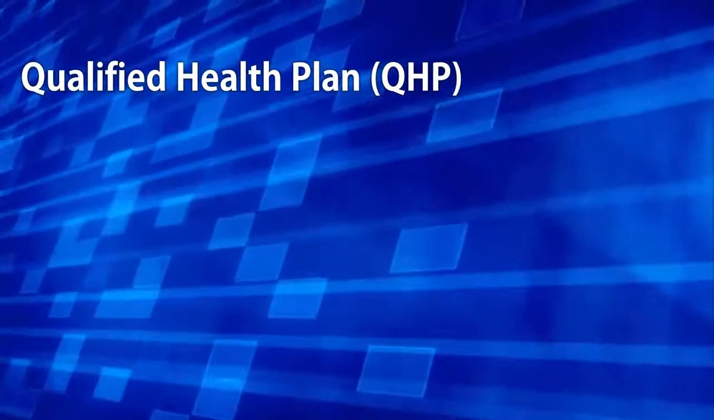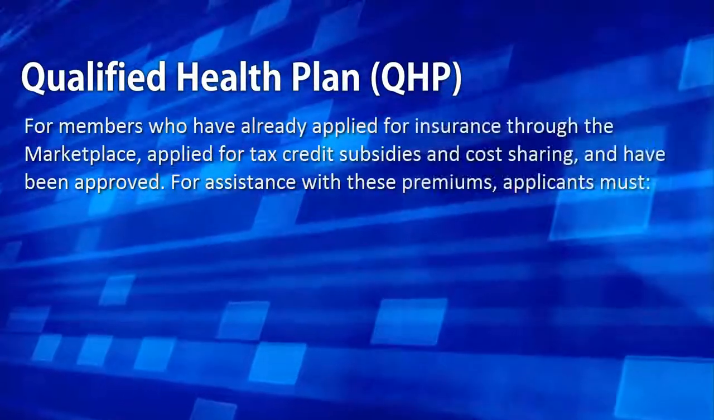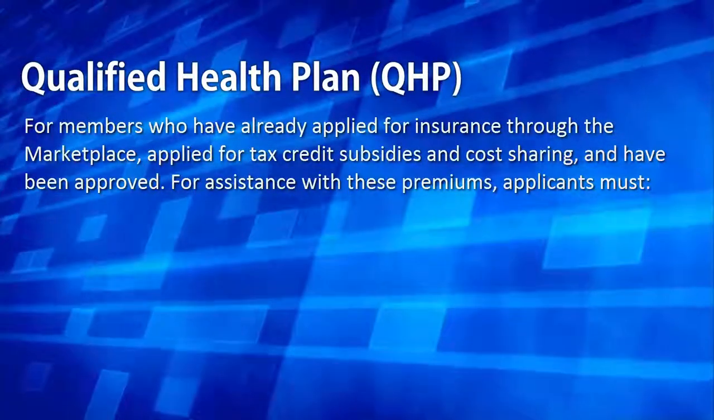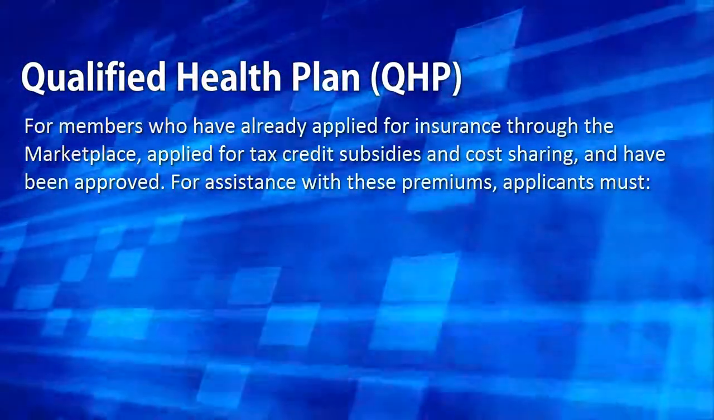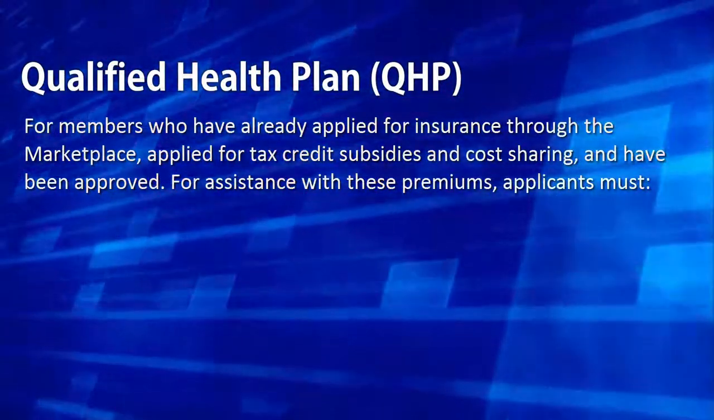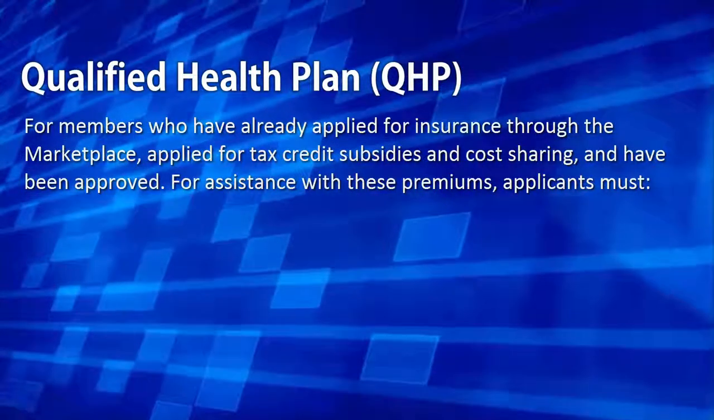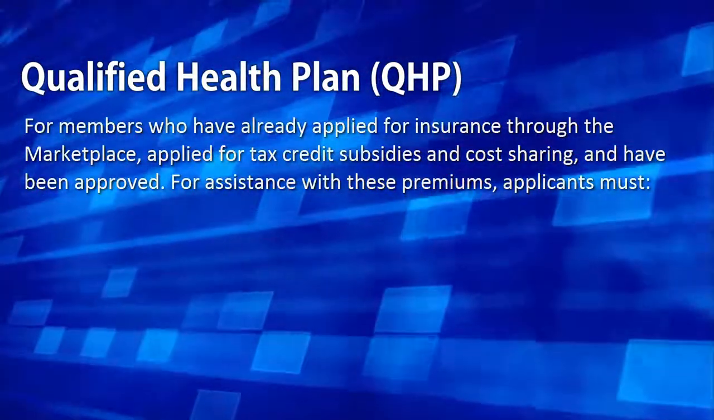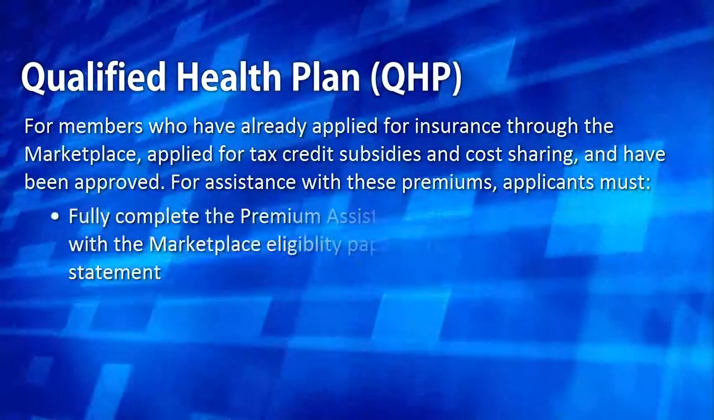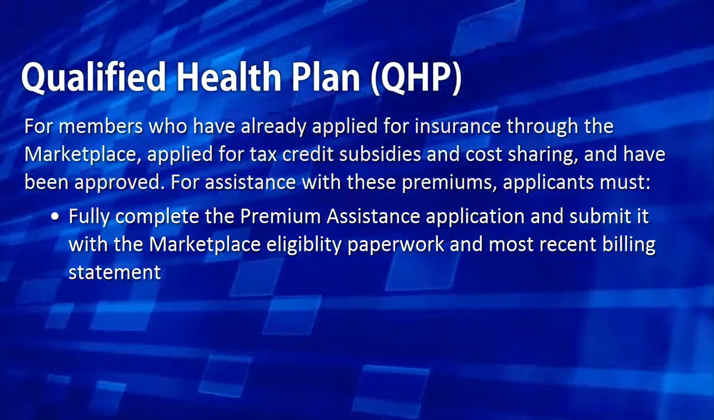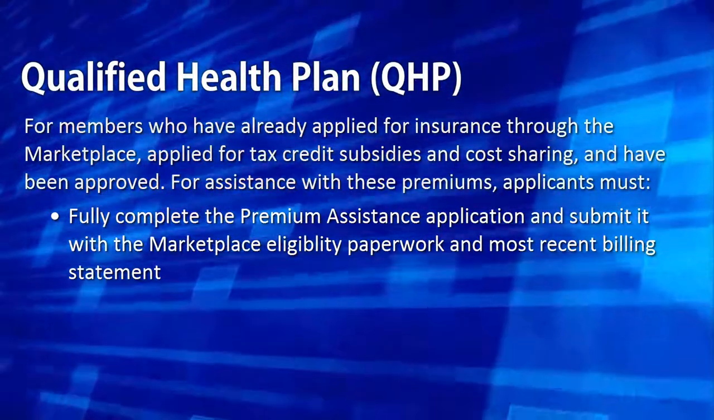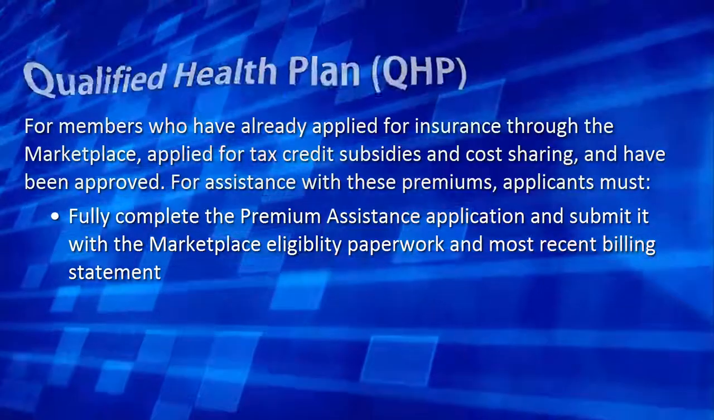Qualified health plan through the marketplace. Remember, you can choose from either a silver or a gold plan. This type of assistance is for members who have already applied for insurance through the marketplace, applied for tax credit subsidies and cost sharing, and have been approved. For assistance with these premiums, applicants must fully complete the Premium Assistance application and submit it with the marketplace eligibility paperwork and the most recent insurance billing statement.